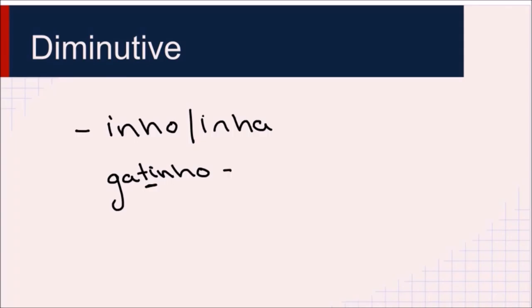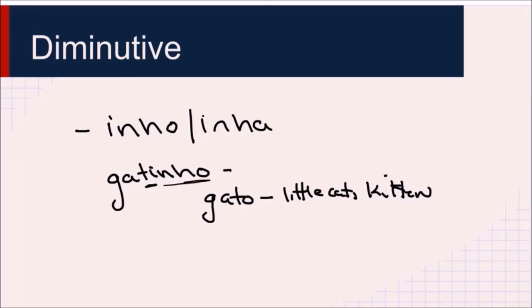So what would that be? A gato is a cat, so then that would be a little cat or a kitten. Gatinho. Okay, the diminutive ending. Same thing for, let's look at this, the I-N-H-A ending. If you see that, there's a trigger right there to let you know it's diminutive form. So, irmãzinha. If you remember, irmã is a sister. So, irmãzinha would be little sister.